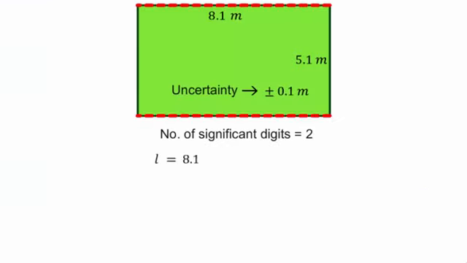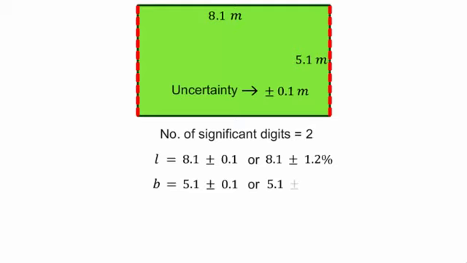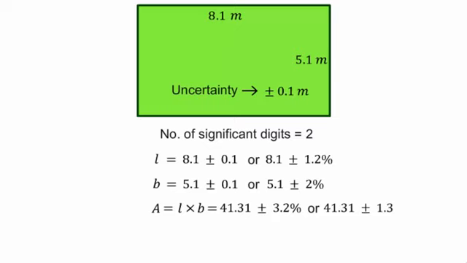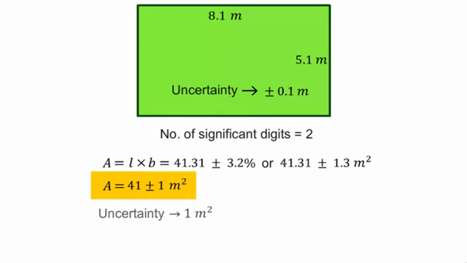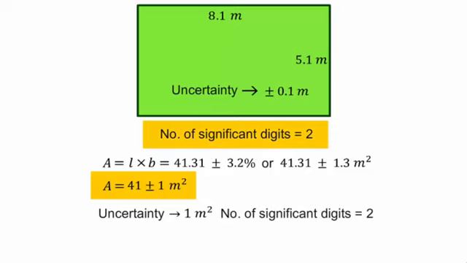Here, the length can be written as 8.1 plus or minus 0.1 or 8.1 plus or minus 1.2%. And the breadth can be written as 5.1 plus or minus 0.1 or 5.1 plus or minus 2%. Hence, using the combination of errors rule, the area of the field calculated as the product of these two quantities would be 41.31 plus or minus 3.2% or 41.31 plus or minus 1.3 square meters. We can report this as 41 plus or minus 1 square meter. Here, 1 square meter is the error in the result. Thus, the result also has two significant digits, which is the same as the original data.